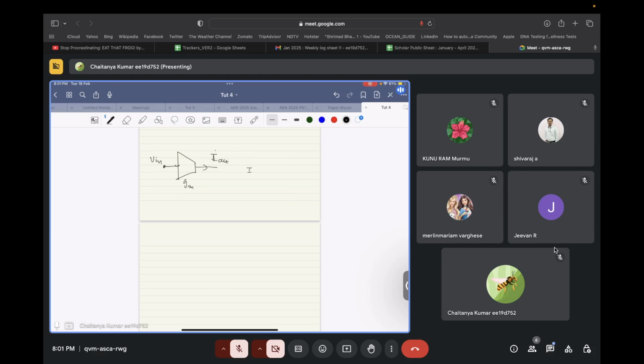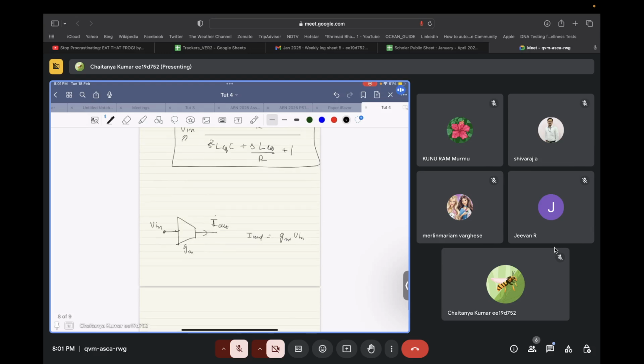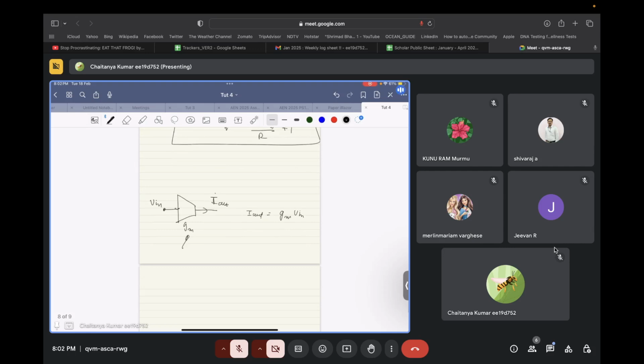And what is I out? It is equal to GM times V in. This kind of circuit is very common to make in analog electronics, and we will not go into details of how these circuits are made. So let's say this device is available to you.